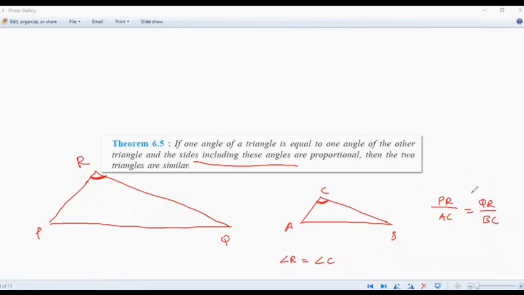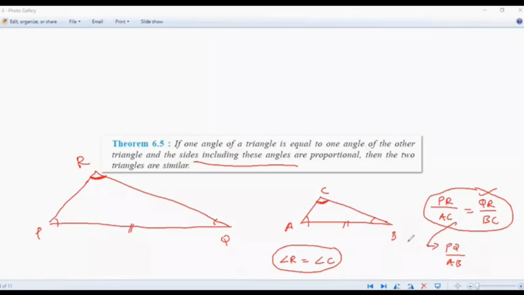If these two are satisfied, that is, angle R is equal to angle C, one angle equal, and the sides including these angles are in the same ratio or in proportion, then these two triangles will be similar. Similar means the other two angles will also be equal, and the one more side will also come with the same ratio, that is PQ by AB will also be the same as these ratios. That's what we want to prove. The theorem says this, and we will give a small proof now.